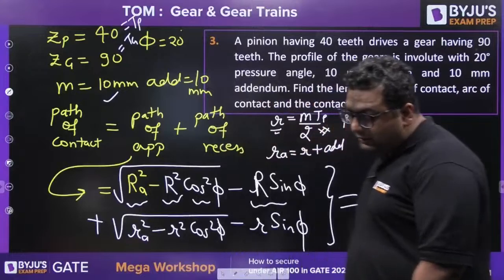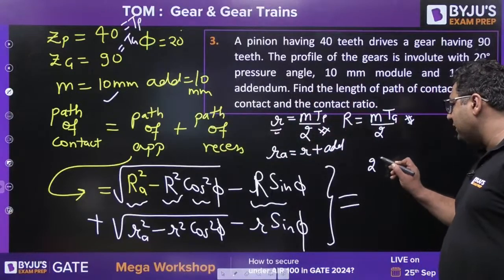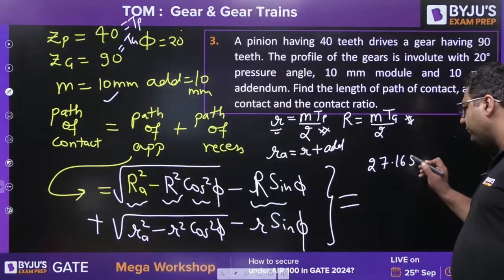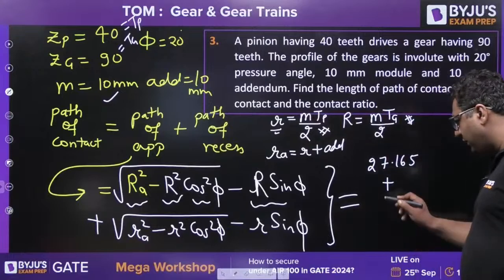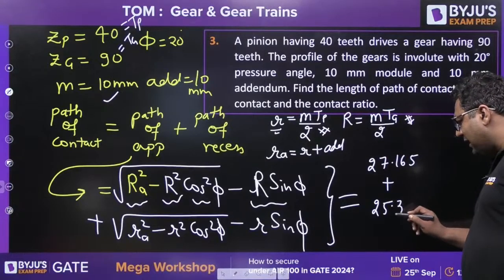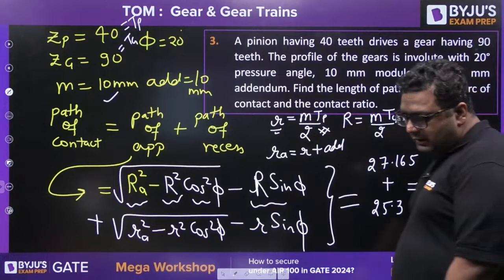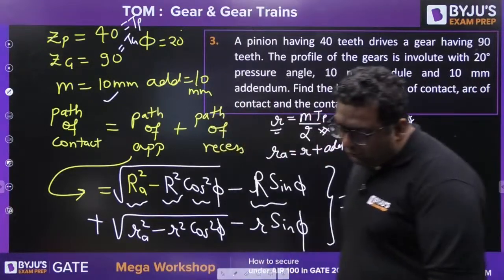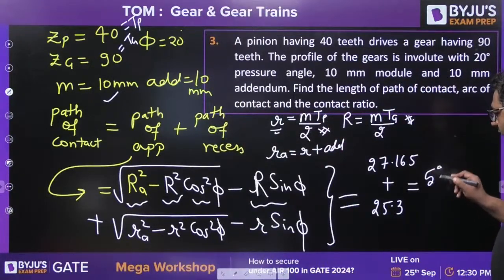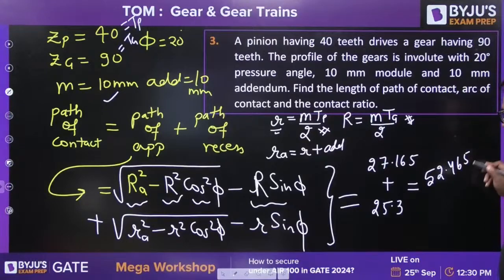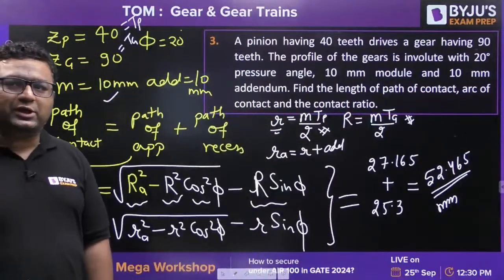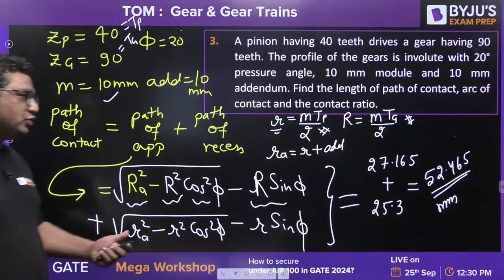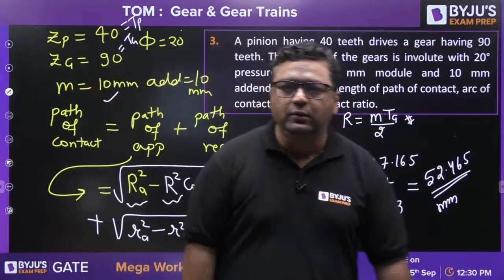Dear, I will say that path of approach is coming 27.165 and path of recess is coming 25.3. I feel you have done some calculation error, and together they will become 52.465. Yes. So I feel you have done some calculation mistake. Try to solve it, you will get the right answer.